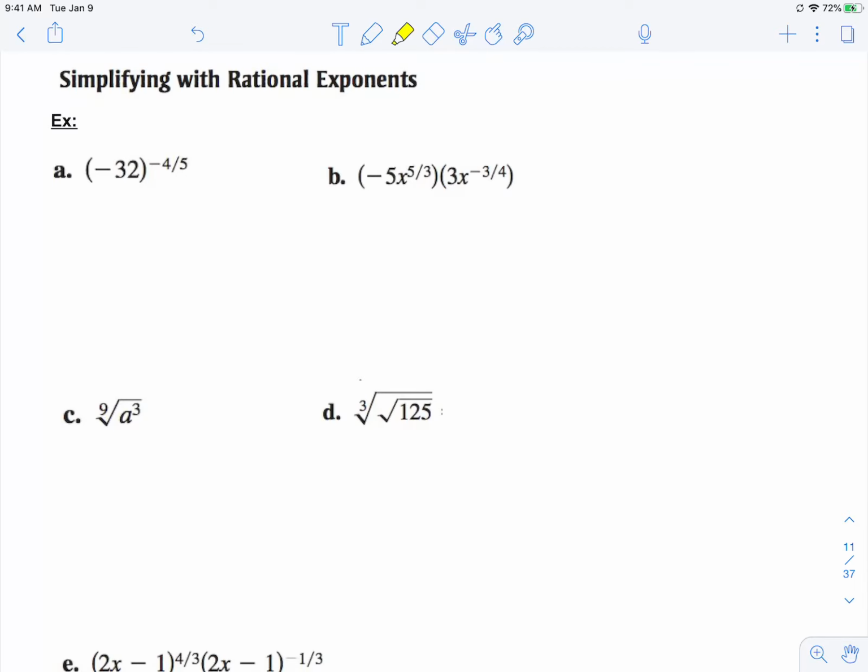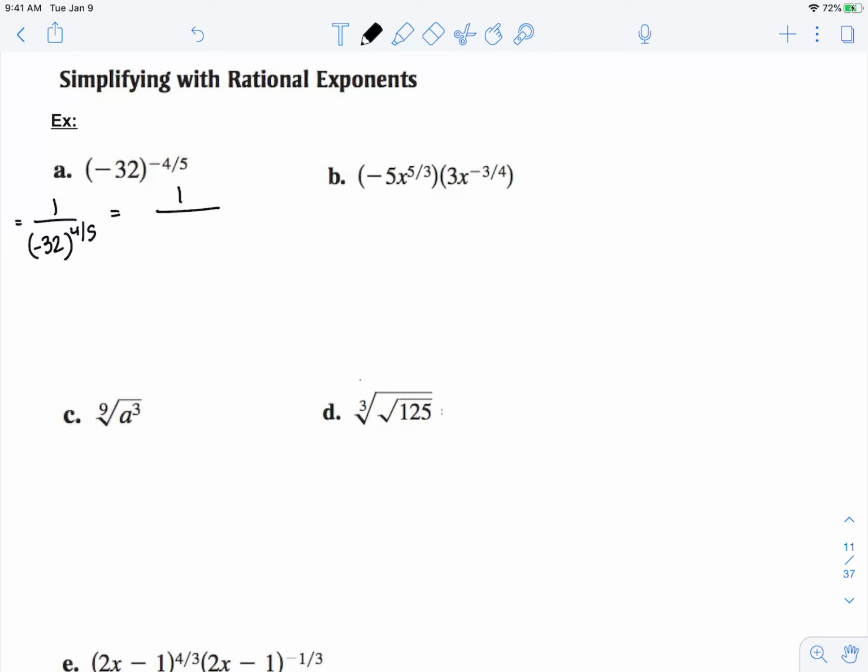Now let's start simplifying with rational exponents. Negative 32 to the negative 4/5. So the first thing I'm going to do is move that to my denominator with a positive exponent.